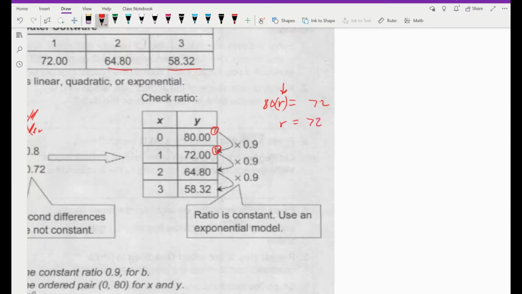So r equals 72 divided by 80. Now this can be reduced. 8 goes into 72 9 times, and 8 goes into 80 10 times, so 9/10. So r equals 9/10. Here they just wrote it as the decimal 0.9. So each time we're multiplying by 0.9, this qualifies as an exponential model. It is getting smaller, so this is called an exponential decay.